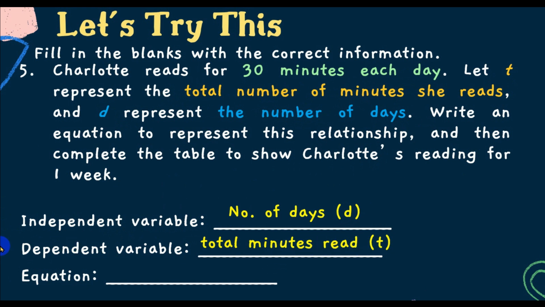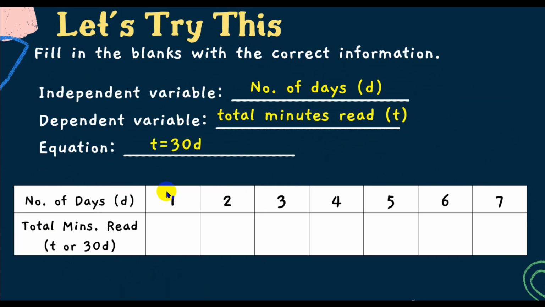Okay? And then for the equation, nabanggit po sa first statement natin that Charlotte reads for 30 minutes each day. So, 30 minutes daw ang ginugugol ni Charlotte sa pagbabasa kada araw. So, for the equation, dahil nga po ang total minutes ang mababago, so T is equal to 30 minutes per day. So, 30 multiplied by the number of days na nagbabasa siya. So, 30D. For the equation, we have T is equal to 30D. And then, create a table for 1 week. So, 1 week is 1, 2, 3, 4, 5, 6, 7 days.